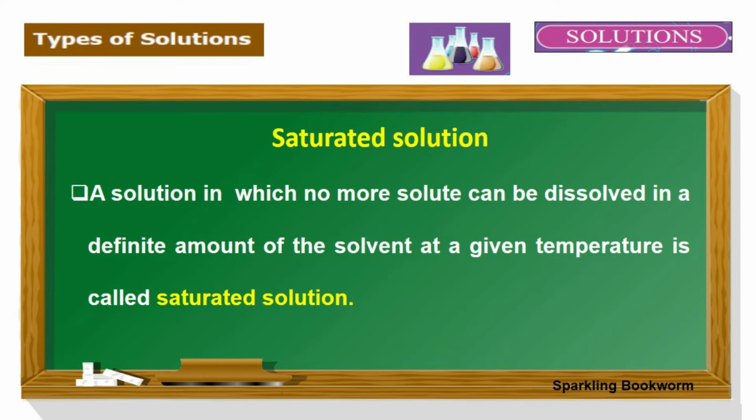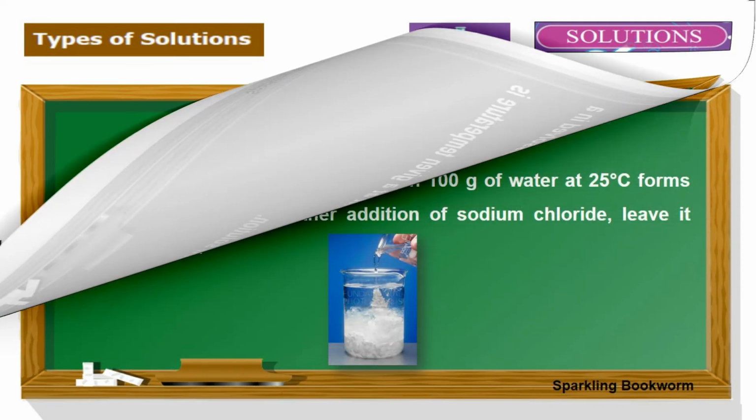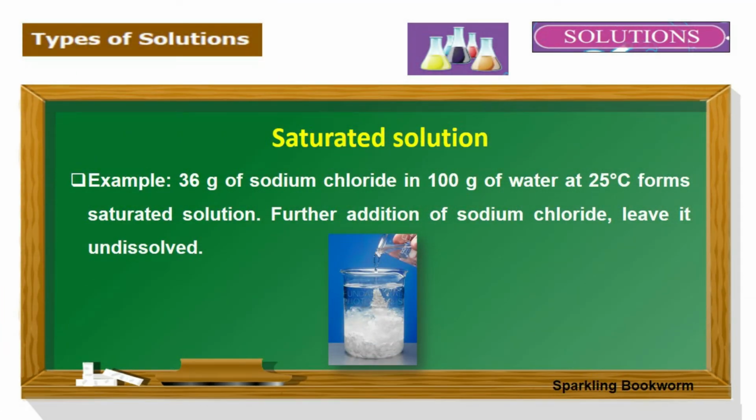Saturated solution. A solution in which no more solute can be dissolved in a definite amount of solvent at a given temperature is called saturated solution. Example, 36 gram of sodium chloride in 100 gram of water at 25 degrees Celsius forms saturated solution. Further addition of sodium chloride leaves it undissolved.